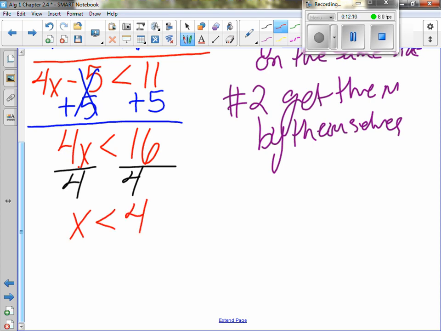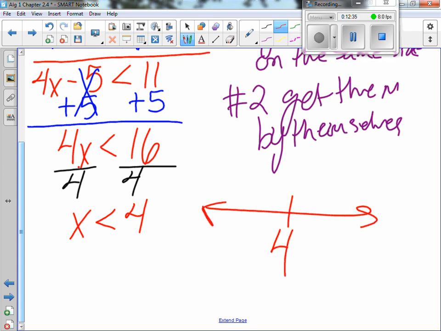less than 4. Now, do I need to flip it? No, we only need to flip it when I multiply or divide by a negative. Whatever we're multiplying or dividing has to be negative. If what we're multiplying or dividing is negative, then we flip it.